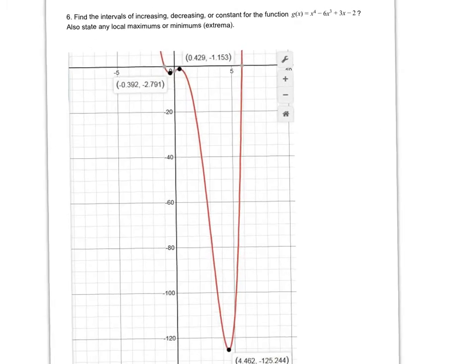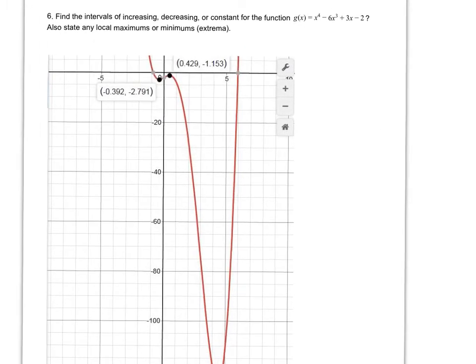Okay, our last example comes from our last section, where we were doing increasing, decreasing, constant. So we want to know what are the intervals of increasing, decreasing, or constant for the function, also stating local maxes or mins. So if I look at this graph, which I graphed on Desmos, obviously, I can see the graph is going down until it gets to this point, and then it goes up for just a little bit, right? So this is definitely a local min. It's going from decreasing to increasing.